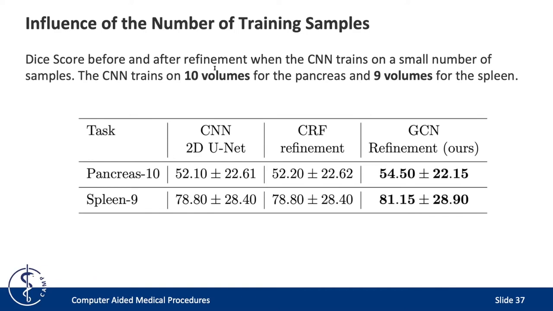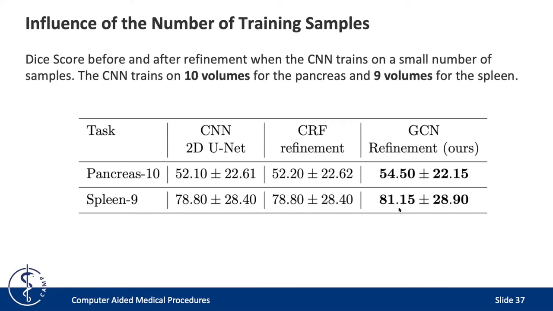We again performed the conditional random field refinement method, now on the output of this particular model. And also, we try our GCN refinement strategy on this low training data version of the U-Net.